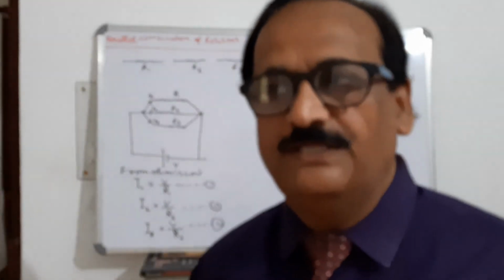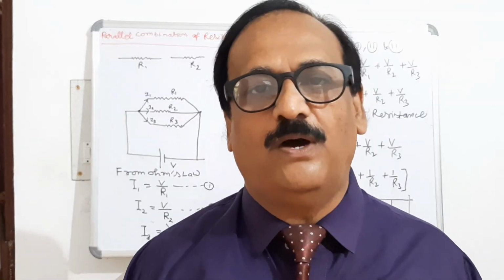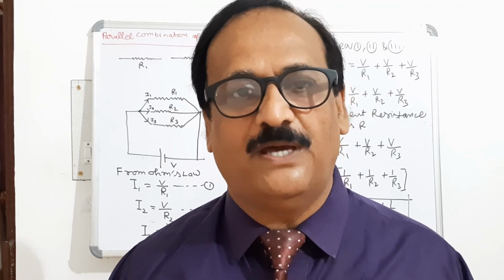Therefore, we get when three resistors are connected in parallel, equivalent resistance is given by 1 by R is equal to 1 by R1 plus 1 by R2 plus 1 by R3.